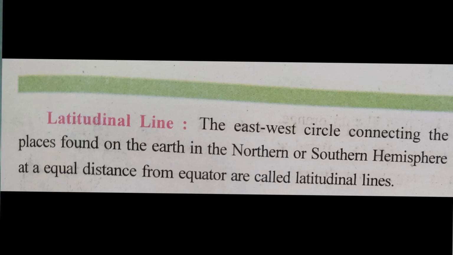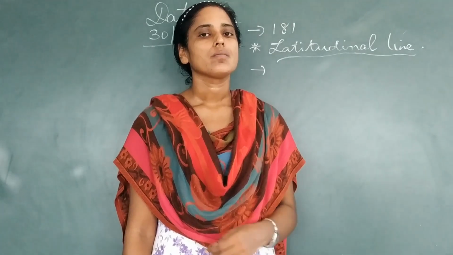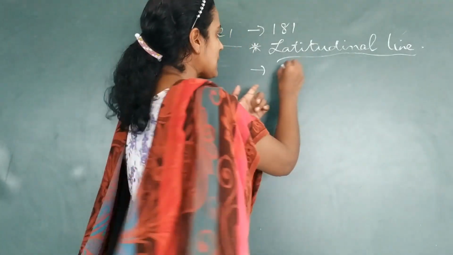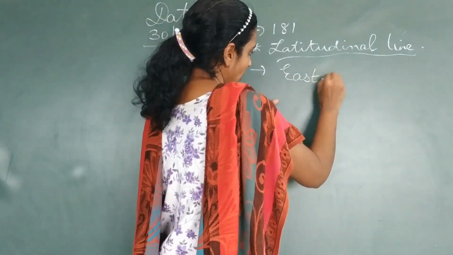When these lines are connected to any point of them, we call it latitude or longitude. But what is a latitudinal line? That is an east-west circle connecting the places found on Earth in the northern and southern hemisphere at an equal distance from the equator, called latitudinal lines. So students, the east-west circle, we will be drawing the figures now.